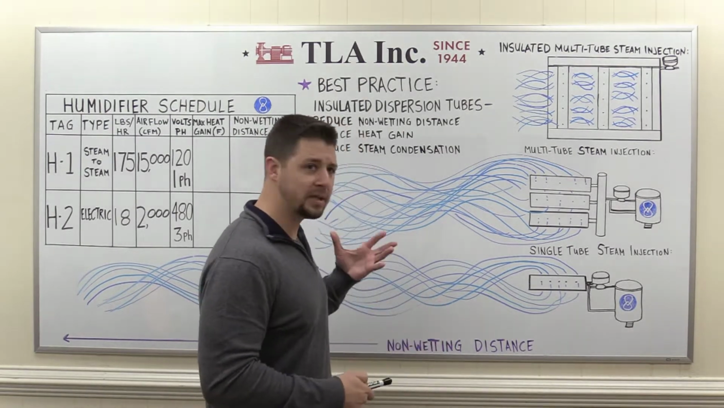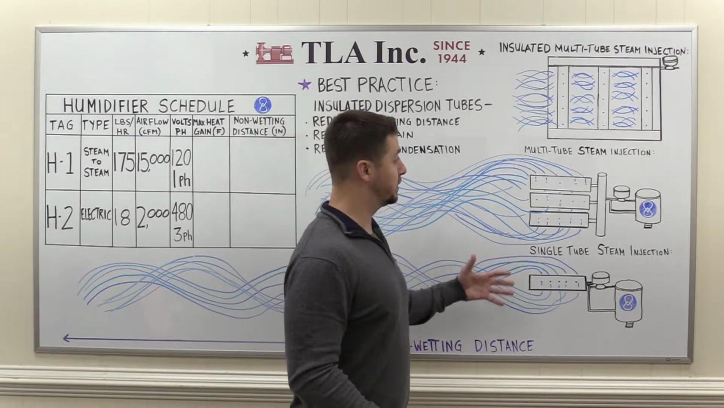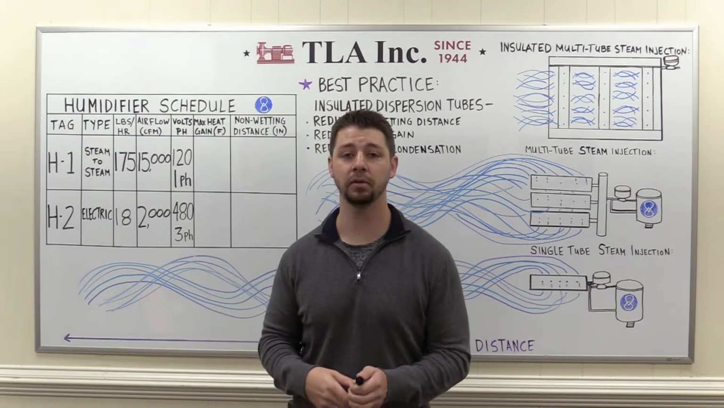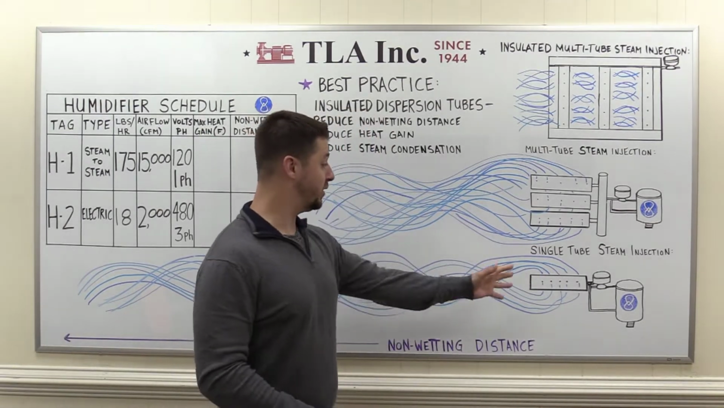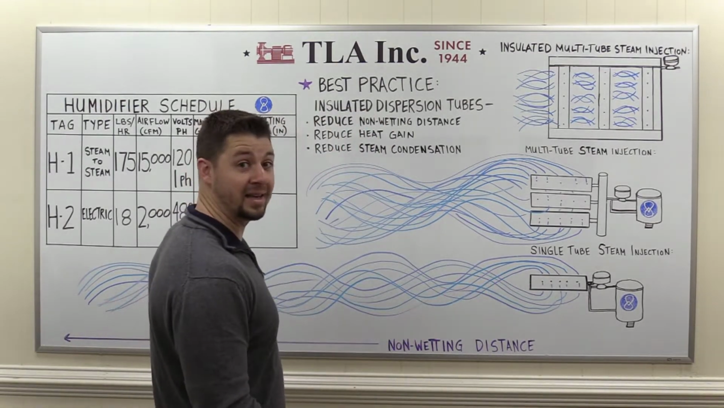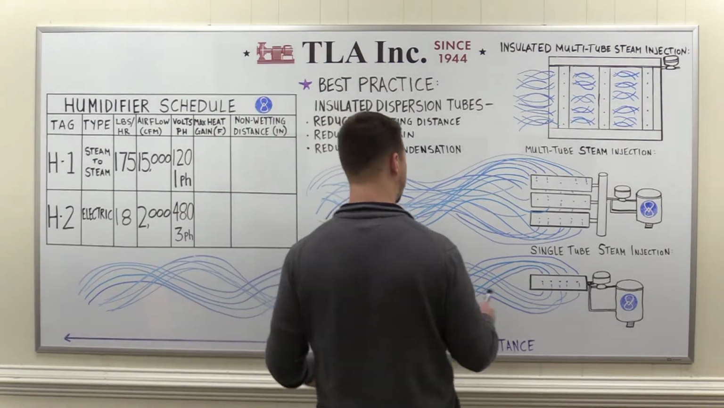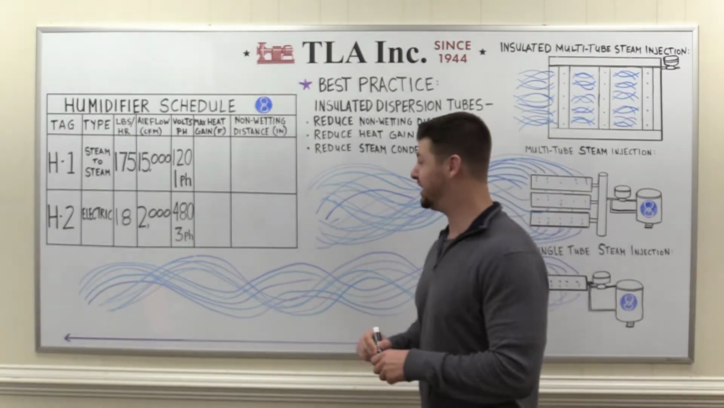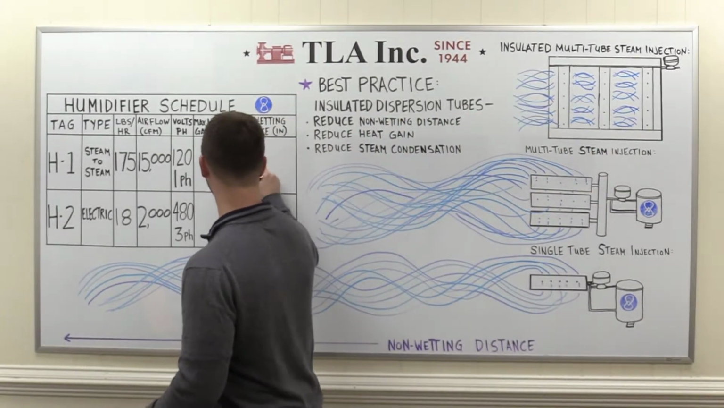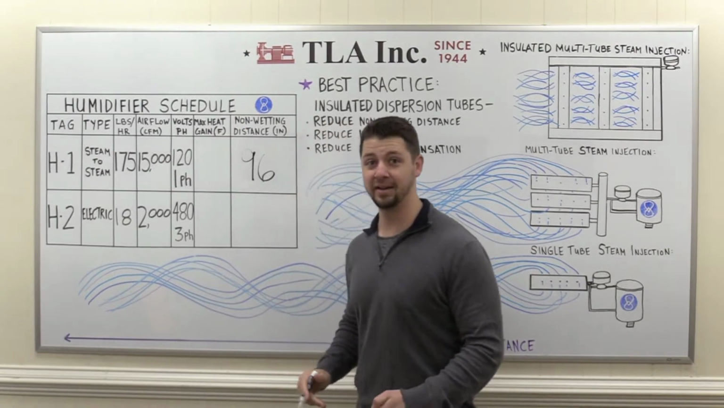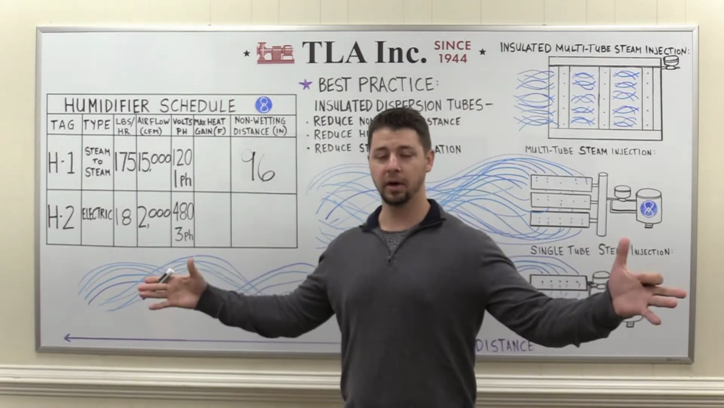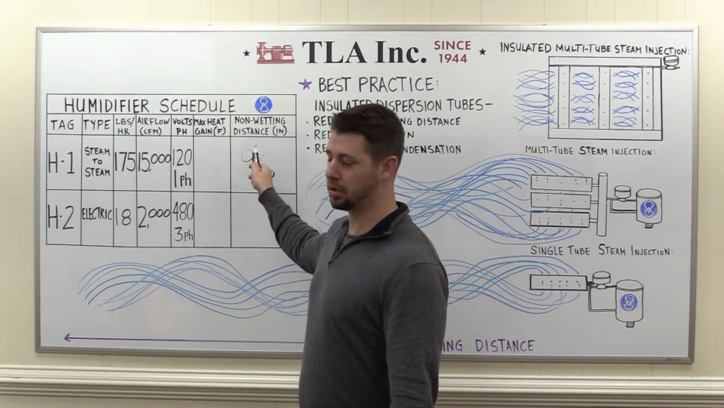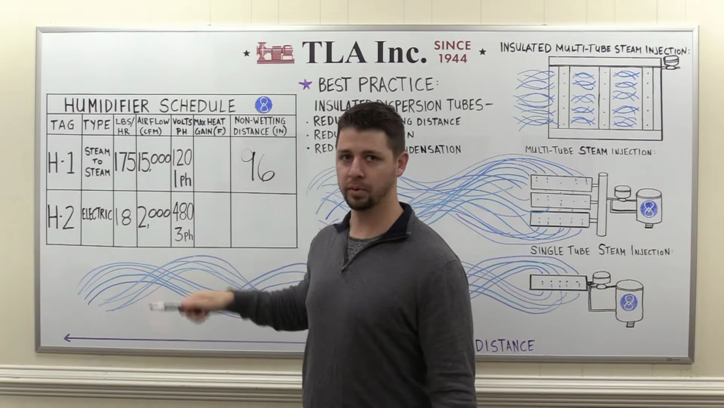So with every type of dispersion, there are different technologies that it can be put within a duct, within an air handling unit in general, and for each one of these technologies there's a different non-wetting distance. So if we were to go look at a single tube type injection system, this non-wetting distance could be up to 96 inches or something like that. That's incredibly long absorption distance. And one thing, you can use either term, non-wetting distance or absorption distance.